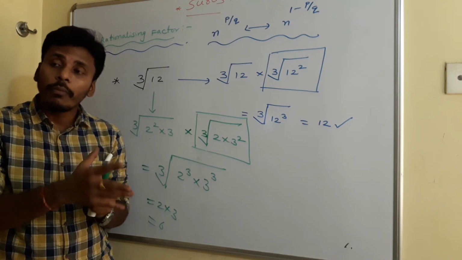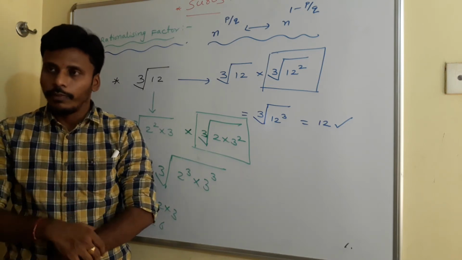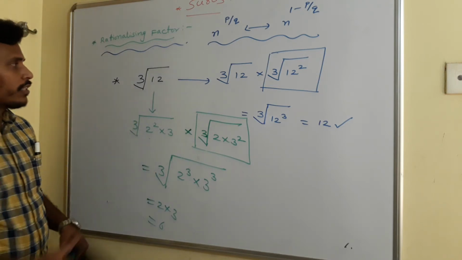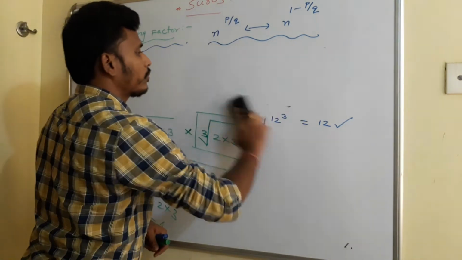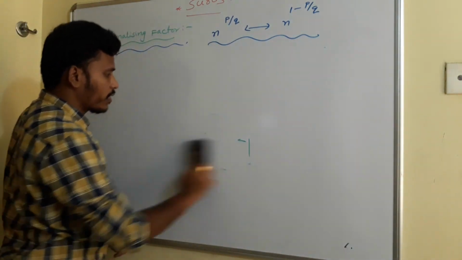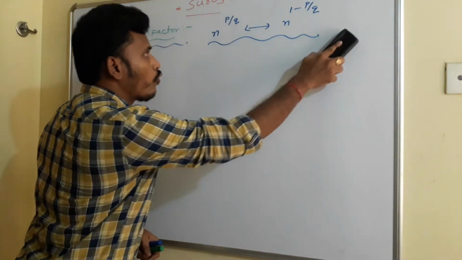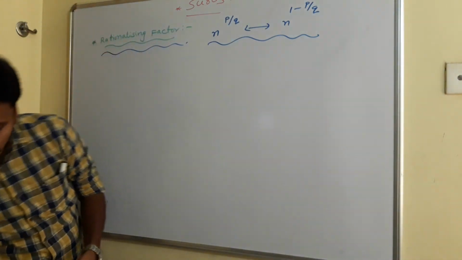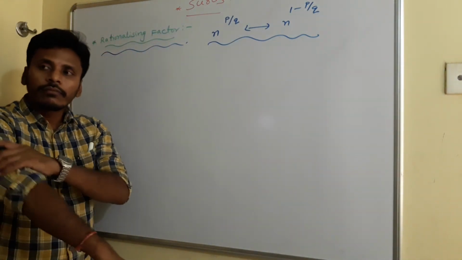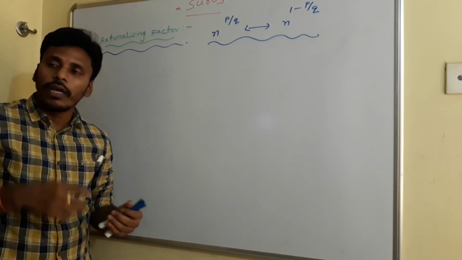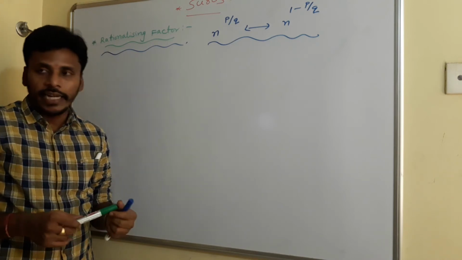Whereas if you have binomial sets, how will the rationalizing factor be? Now I am going to discuss that one. Just look here. To find the rationalizing factors for binomial sets, as per the requirement, you may use different algebraic identities also.